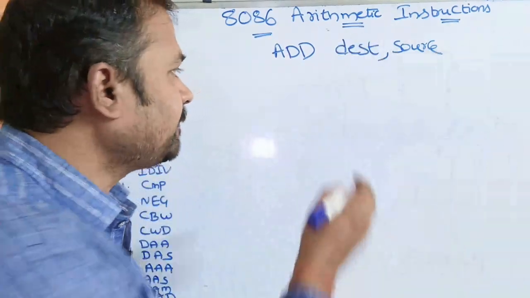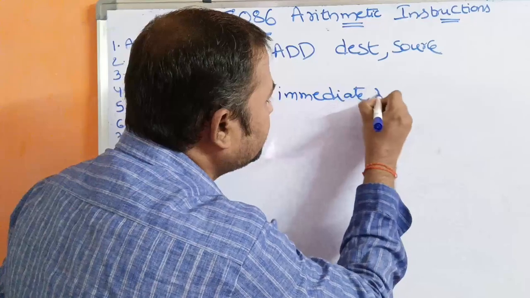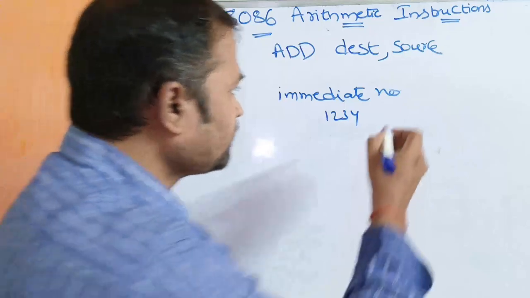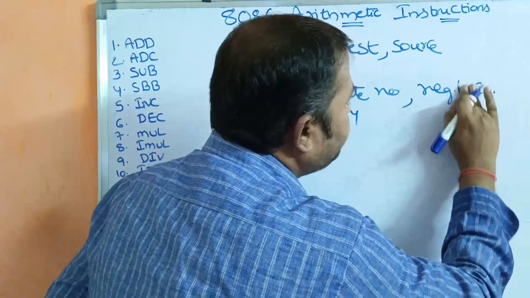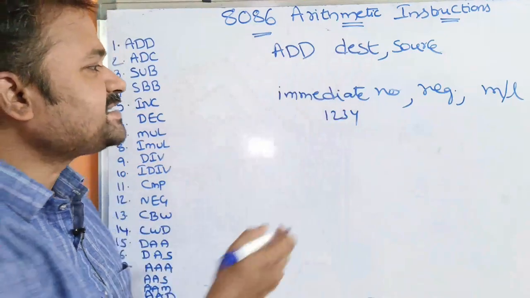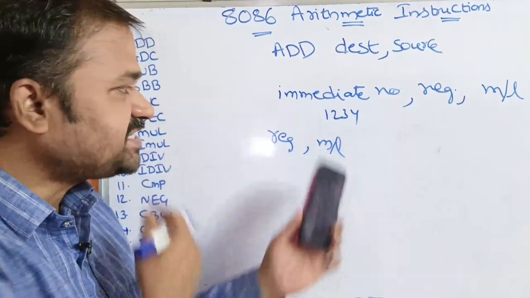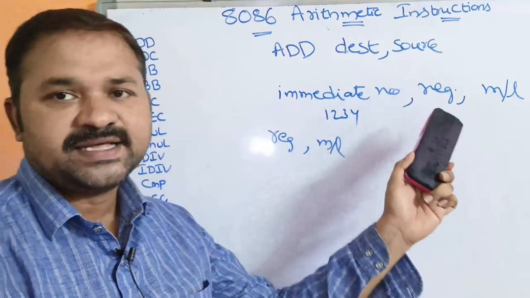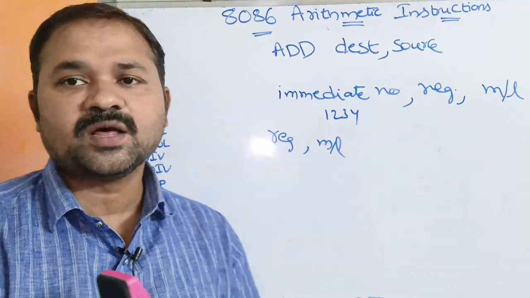Here the source can be an immediate number. That means it may be any number, some 1, 2, 3, 4, 5, 6, 7, 8, any number. Or it may be some register, or it may be some memory location. Whereas the destination can be either a register or a memory location. The destination cannot be an immediate number. So the source can be either an immediate number or a register or a memory location, whereas the destination can be either a register or a memory location.